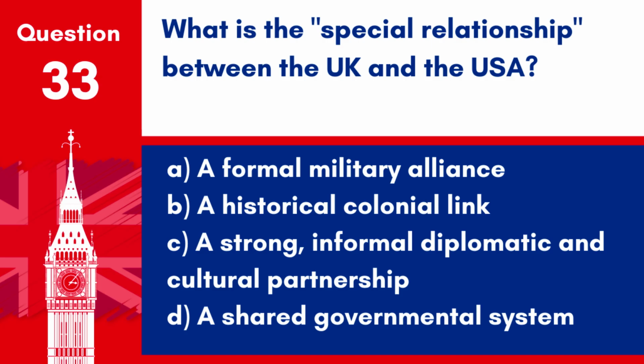Question 33. What is the special relationship between the UK and the USA? A. A formal military alliance. B. A historical colonial link. C. A strong informal diplomatic and cultural partnership. D. A shared governmental system. Answer C. A strong informal diplomatic and cultural partnership. The special relationship refers to the strong informal diplomatic and cultural partnership between the UK and the USA.